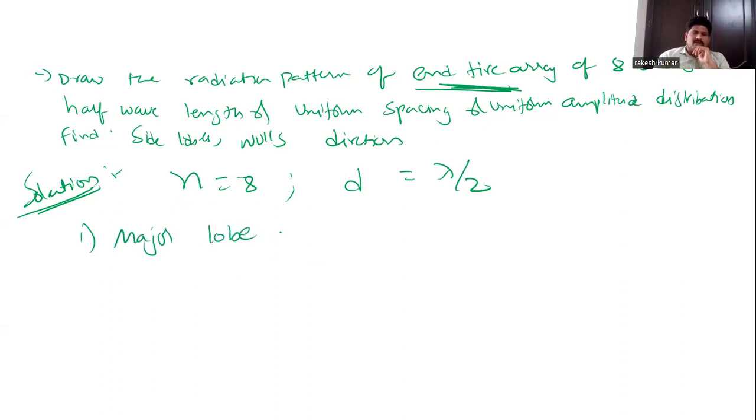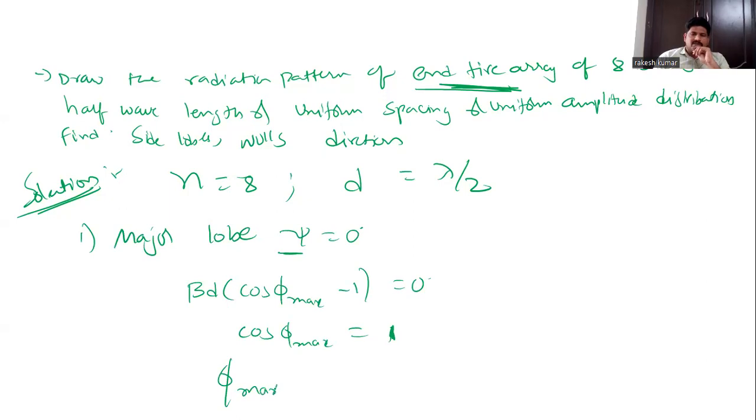Okay, so for the major lobe, what is the condition? The psi should be equal to 0. What is the value of psi? For the broadside array, psi is equal to beta d (cos phi max minus 1), which is equal to 0. Therefore, cos phi max is equal to 1. So for what value will you get phi max? The maximum radiation is at 0 degrees. In an N-element array, the maximum radiation you are getting is at 0 degrees.